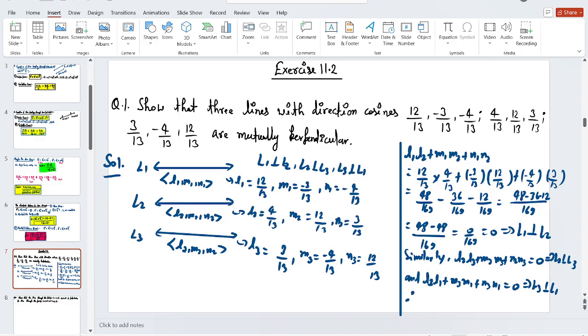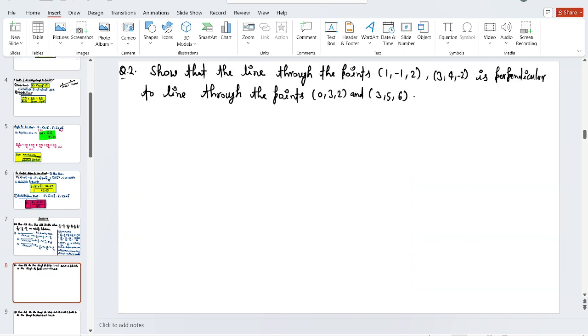Therefore, lines L1, L2 and L3 are mutually perpendicular. I hope it is clear to you. We use first L1 L2, M1 M2, N1 N2 and write the similar concept here. If you put in this value, you get this. I hope it is clear to you. Coming to the next, so next is what?